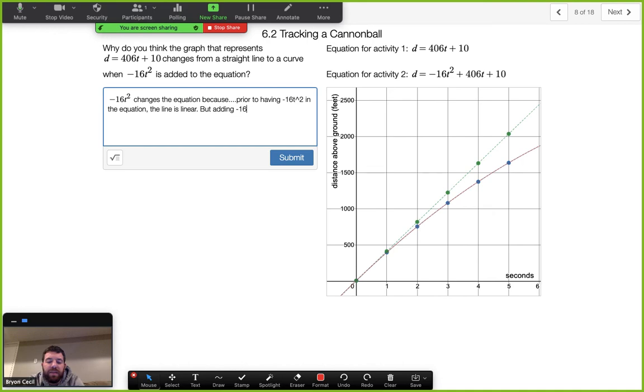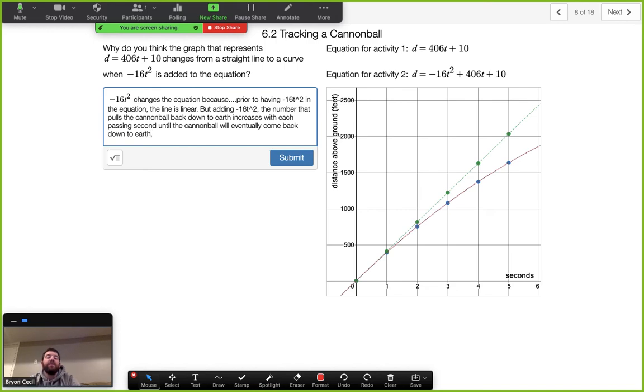But adding negative 16, and forgive me, I am just putting t squared like that for time purposes tonight, adding that negative 16t squared, the number that pulls the cannonball back down to Earth increases with each passing second until the cannonball will eventually come back down to Earth.